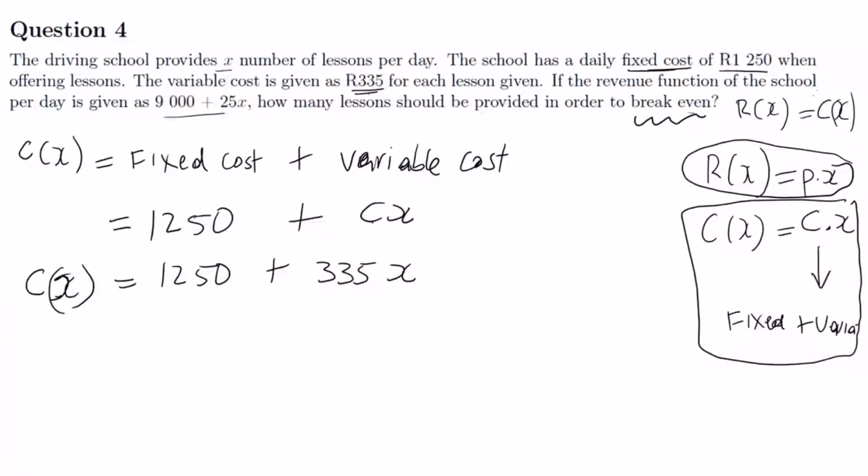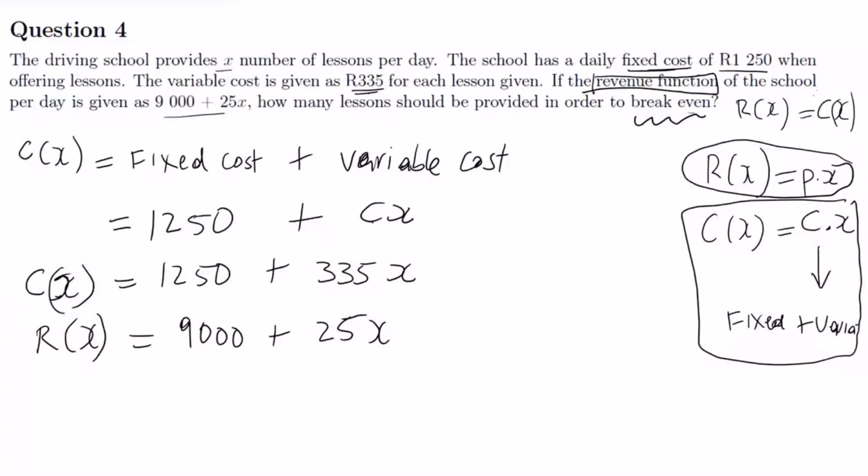You also need to get your revenue function. Here you are given a revenue function. It's been given to you. You are told it's a revenue function, not a price. So you don't need to calculate it. It's 9,000 plus 25x. Where is the misconception here? It is to always think every time you are given something to do with revenue, it is a price that still needs to be multiplied. Here, you are not given a price, you are given the whole function.